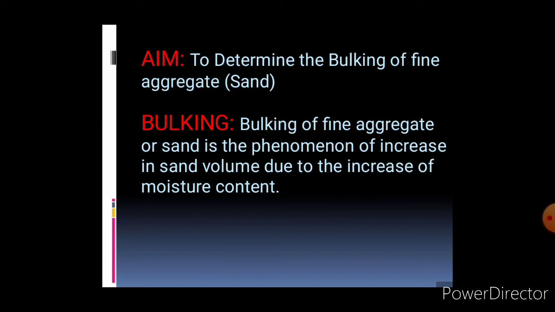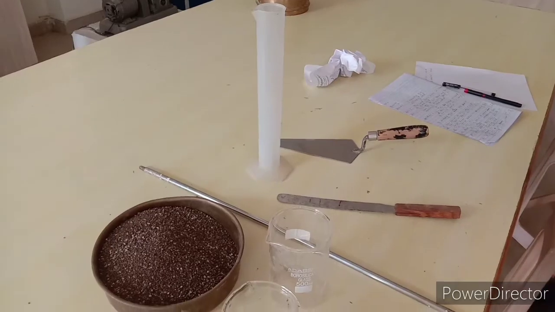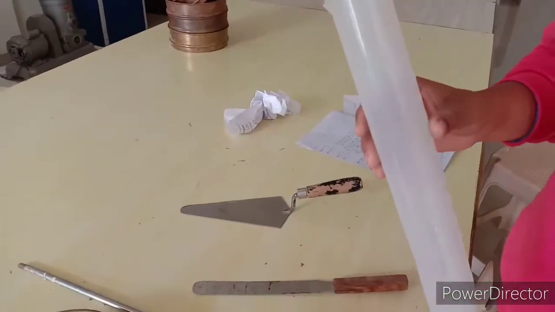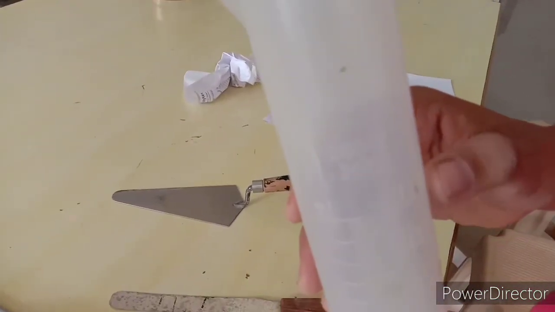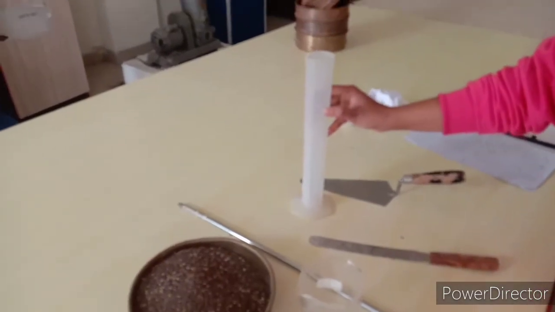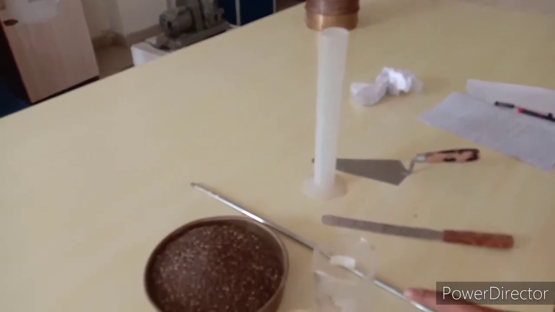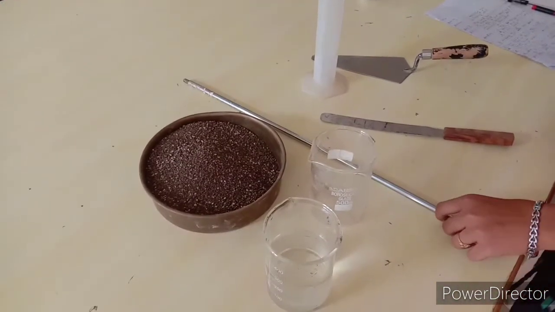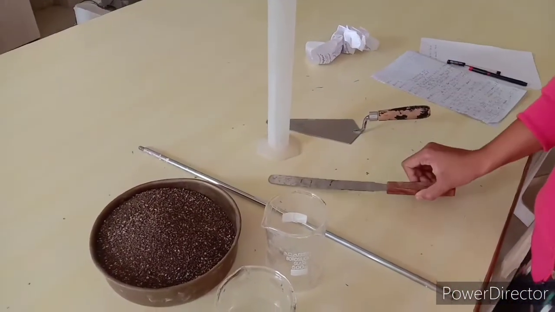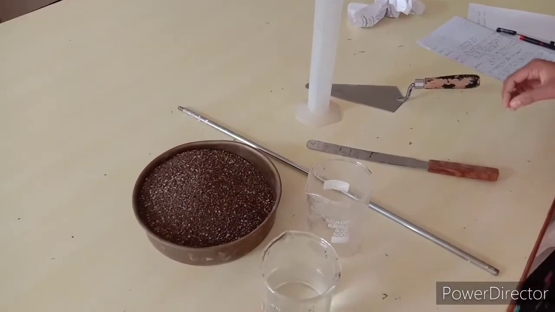Then next we see the required apparatus. First, a measuring jar with a capacity of 250 ml. Then two beakers, a tamping rod, a spatula for the purpose of leveling sand, and a trowel. Then let's start the procedure.